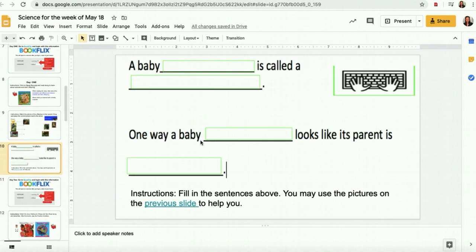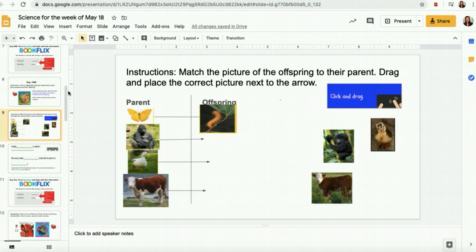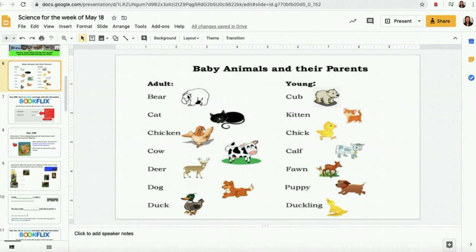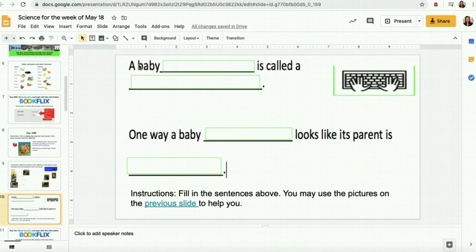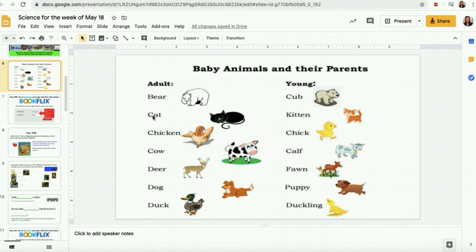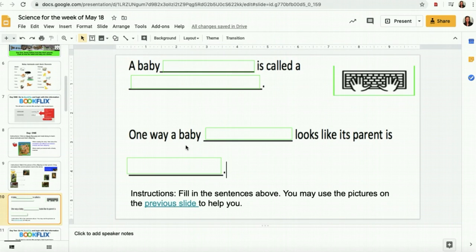And then this says, one way a baby blank looks like its parent is blank. So let me go back to slide 6. Let's say I'm using a cat and a kitten. So I might say a baby cat is called a kitten. And if I need to spell those words, I can look back at slide 6: cat, kitten. One way a baby kitten looks like its parent is, I might say they both have a long tail, okay? So I will add a slide in here too for you.